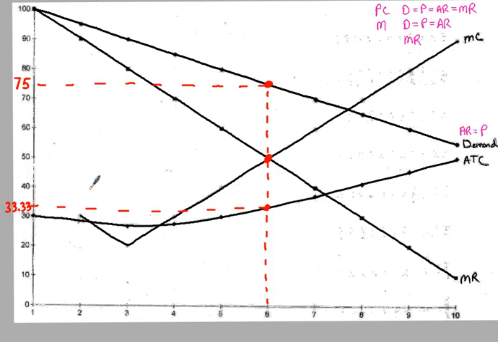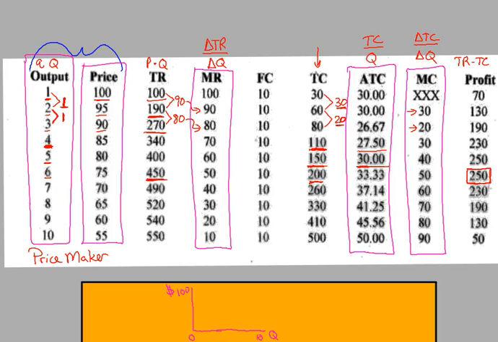And let's go back and check those numbers on the graph. If we come back here to the graph, if we produce at 6 units, here's the price right there, which is the average revenue, 75, and then my average total cost, here it is, is $33.33 if we produce at 6 units. Okay, let's go back to the graph.